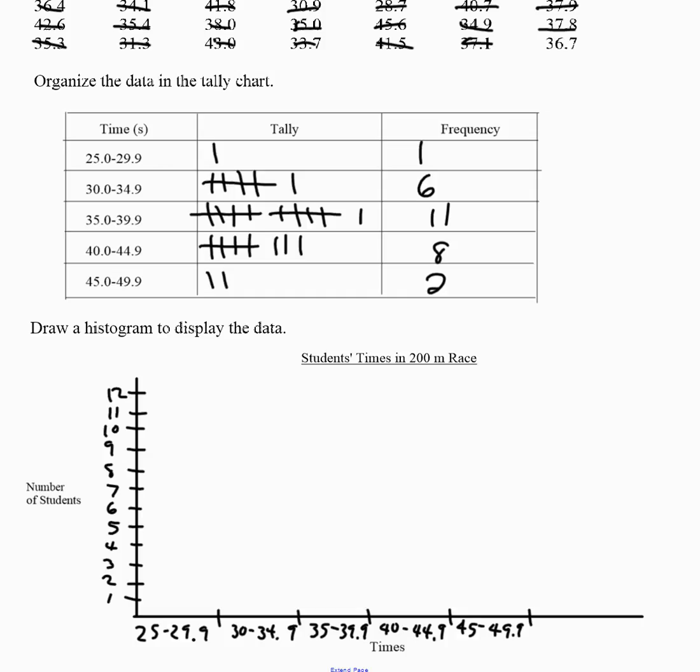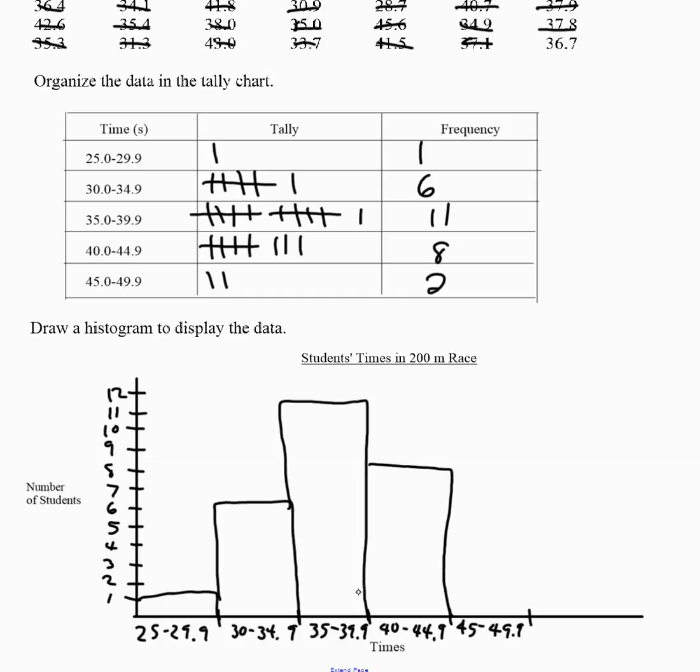And then all you're going to do is make your bars. So the only difference is you don't put spaces. So that's going to be our bar for that one. Then 6 will just go straight up. Again, you would use a ruler. And then 11, we'd go up. So you just don't have spaces between them. And all the bars should be the same thickness. And you can color them in, but essentially that's what your histogram would look like.